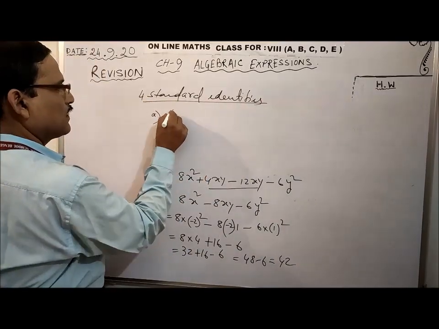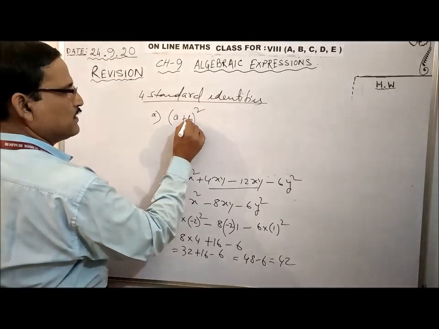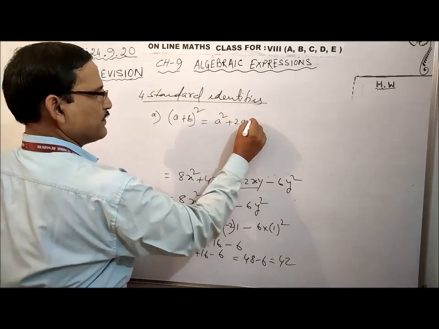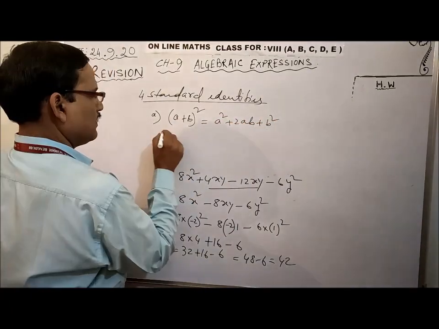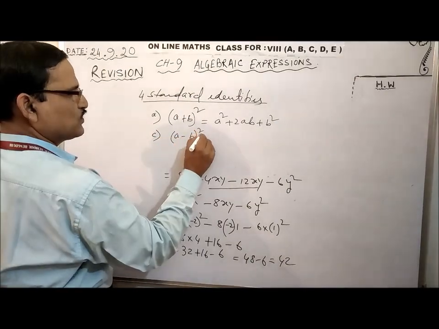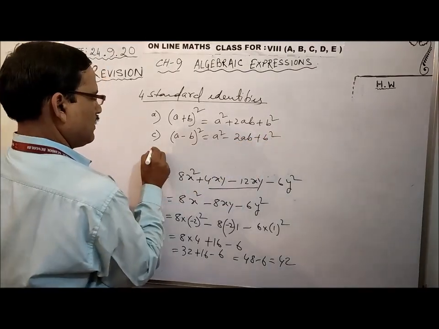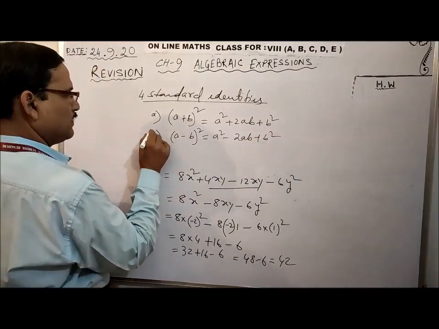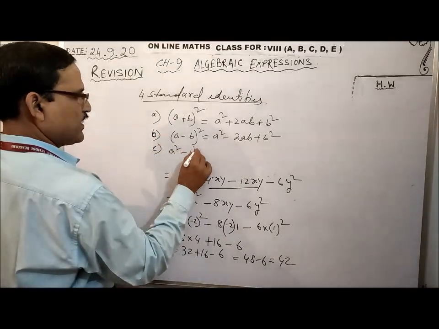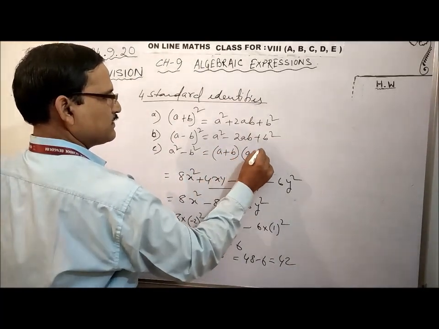Number 1, a plus b whole square. a and b are two rational numbers. If it is there, I can write a square plus twice ab plus b square. Okay, why am I showing it? I am telling you a minus b whole square is equal to a square minus 2ab plus b square. See, if a square minus b square form is there, then I can write a plus b into a minus b.